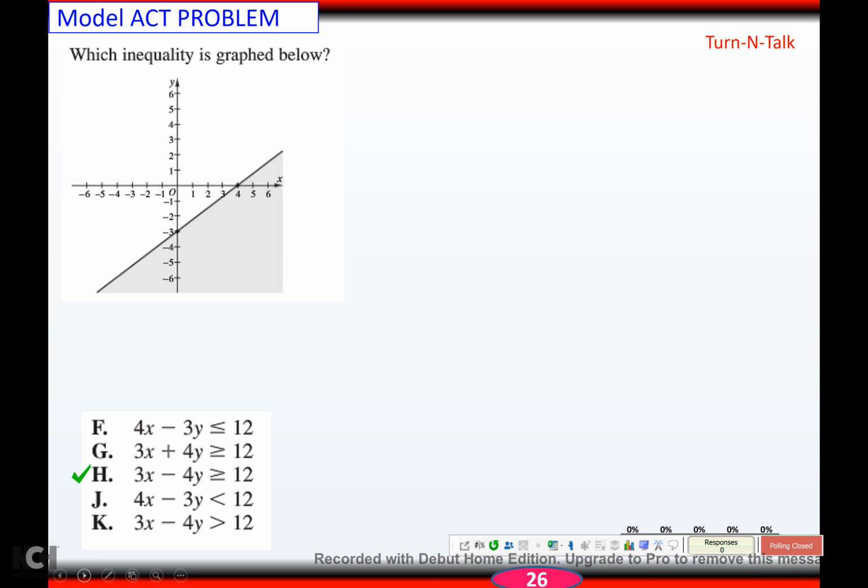And hopefully you got H. Okay, the way I do this is I see my x-intercept is at (4, 0). My y-intercept is at (0, -3). My y-intercept is my b, so b equals -3. All I need is a slope and I can make an equation.